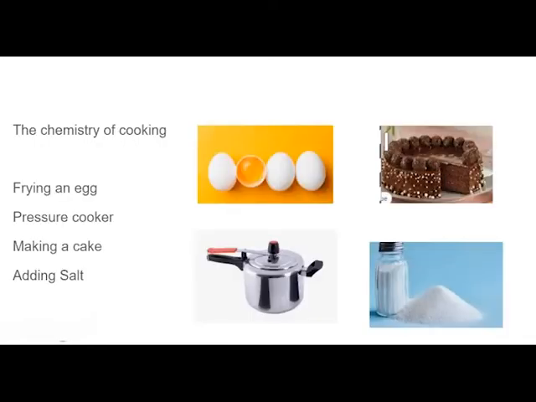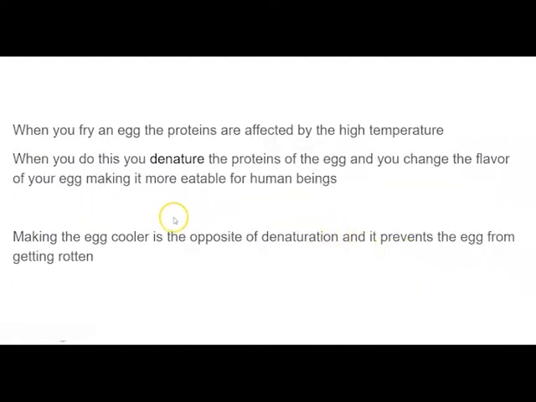So, I'm going to talk especially about the chemistry of cooking. We are going to talk about four things: fry an egg, pressure cooker, making a cake, and adding salt. We are going to explore the chemistry around them at the high school level. The first thing we're going to talk about is the egg.